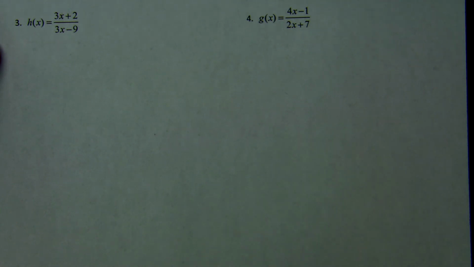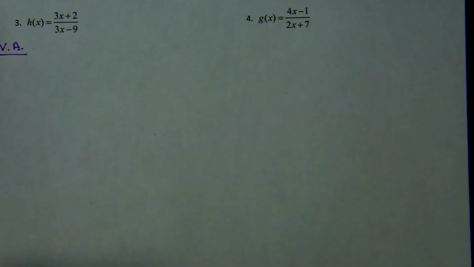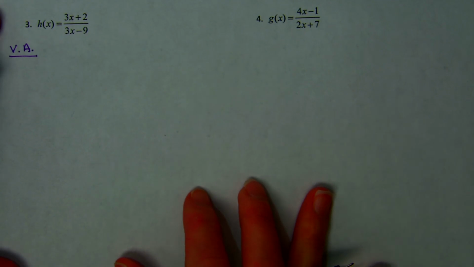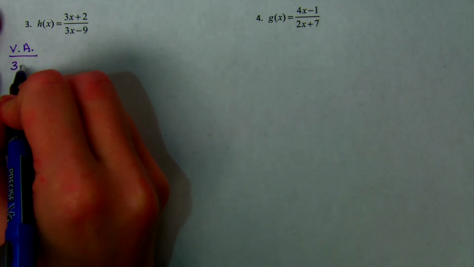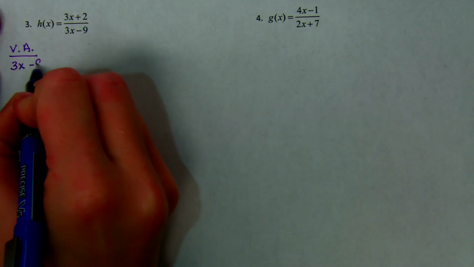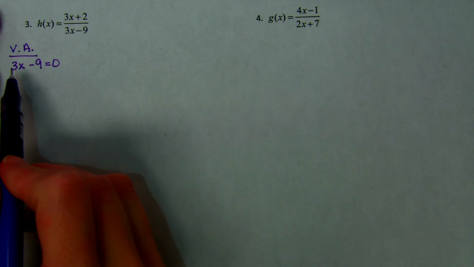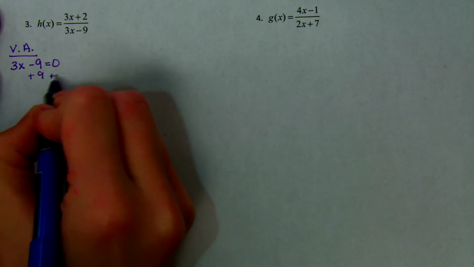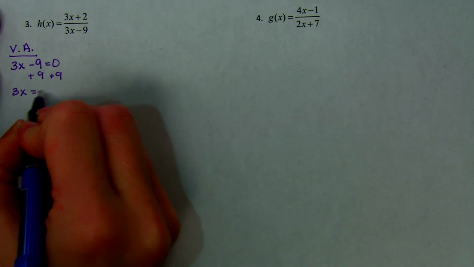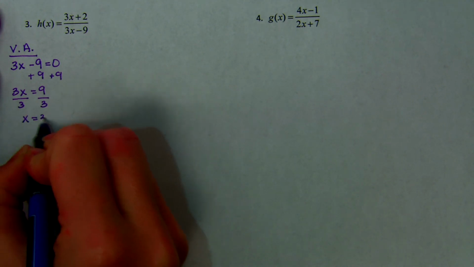So the first step that we need to deal with is vertical asymptote. And so we're going to do that just like we did on the problem above. Your vertical asymptote happens where the bottom of your function is equal to 0. So where 3x minus 9 is equal to 0. And you're going to then solve for x. So add 9. You get 3x is equal to 9. Divide by 3. X is equal to 3.